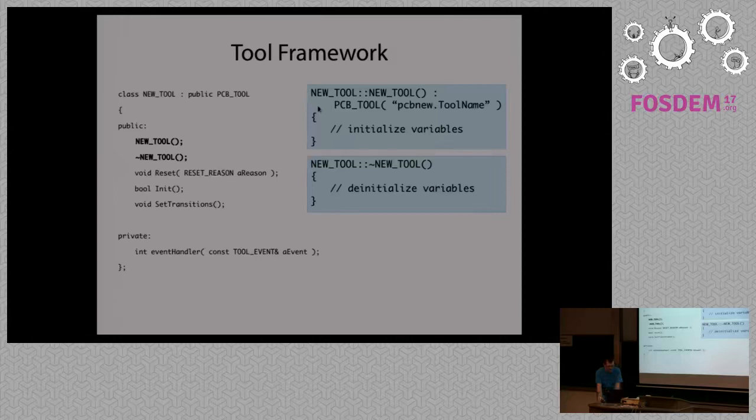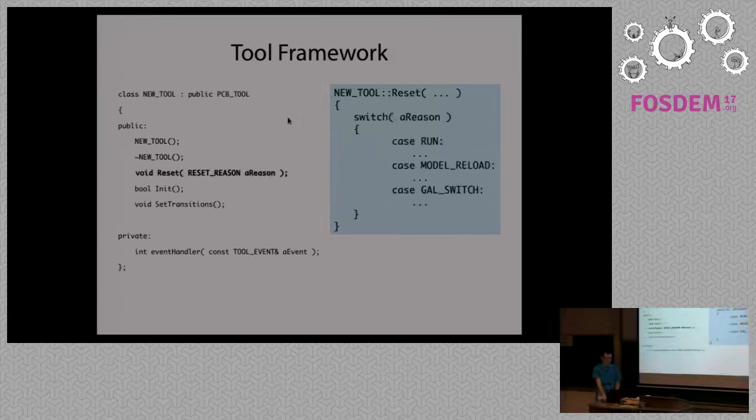Then there's a reset method where you can react to certain events. For example, when you first start a tool, or when the model is reloaded. So, for example, if you keep pointers, probably you need to update them because they might not be valid anymore. Or when the rendering engine is switched and so on. So you have a chance to react here before anything bad happens.